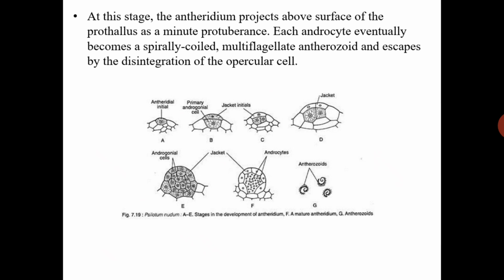So here you can see anthrozoids. At this stage, the antheridium projects above the surface of the prothallus as a minute protuberance. Each androcyte eventually becomes a spirally coiled, multiflagellated anthrozoid and escapes by the disintegration of the opercular cells. That's the upper cells here. So this is the development and the structure of anthrozoids, antheridia.